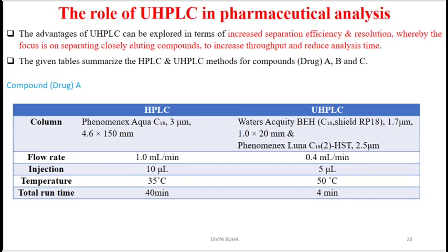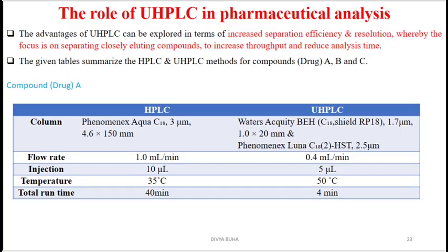UHPLC has wider application for pharmaceutical analysis because the separation efficiency in UHPLC is more as compared to HPLC, whereas the resolution power would also be more for UHPLC as compared to HPLC. UHPLC has increased sample throughput, which means that in less span of time you can analyze more number of samples, and the analysis time is also lesser. So in different ways, UHPLC technique is more superior as compared to normal or conventional HPLC for pharmaceutical analysis.